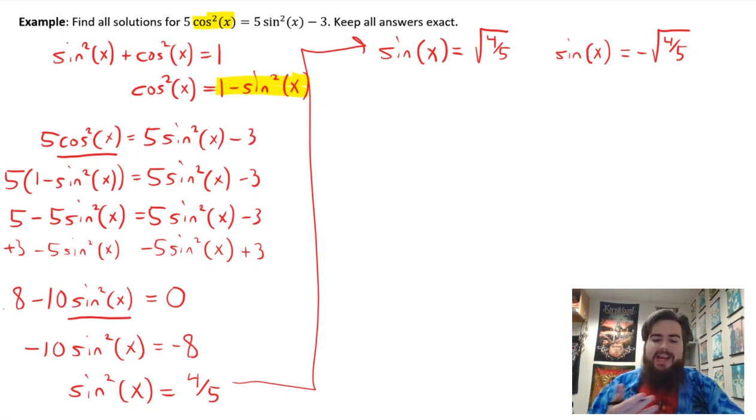From here, though, we now should be able to solve to get x by itself using an inverse trigonometric function, in this case, arcsine. Now, let's focus on the first set. Sine of x equals the positive square root of 4 over 5.